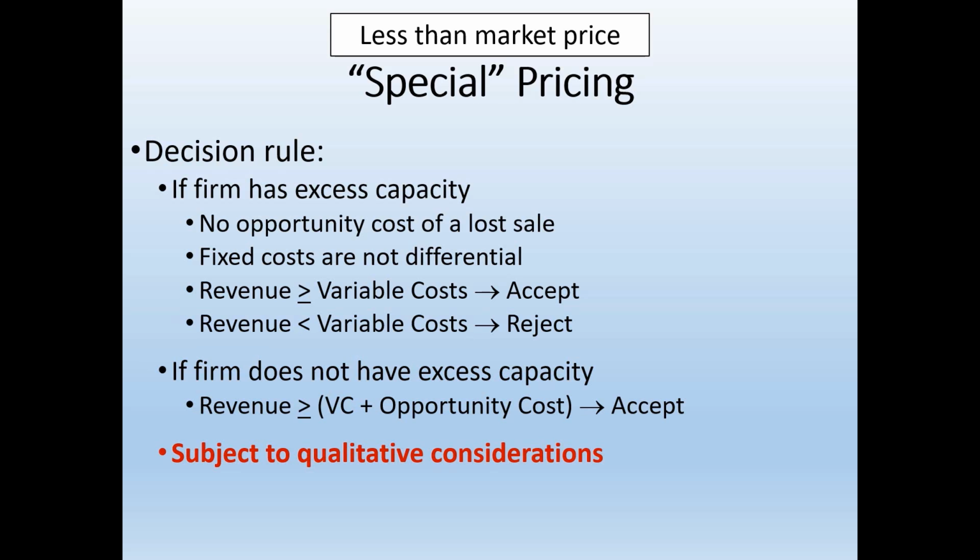Of course, this analysis is subject to qualitative considerations. For example, the special order might be for a sympathetic cause, like a charity, so the firm might decide to accept the special price even if it doesn't cover the variable costs. Or the firm might feel that accepting the special order would give the firm free advertising in some way.